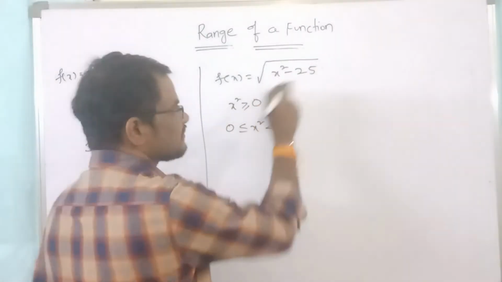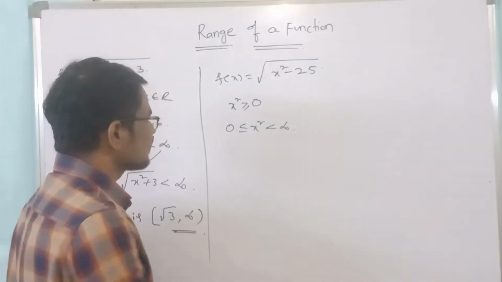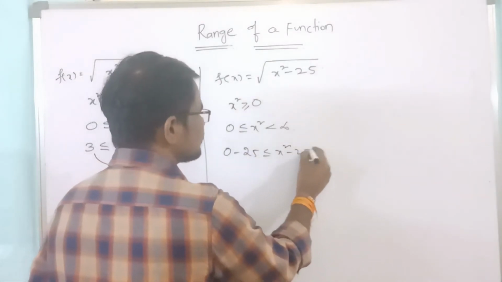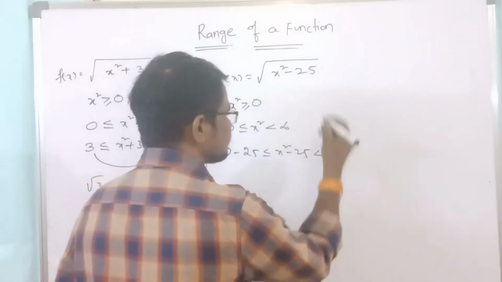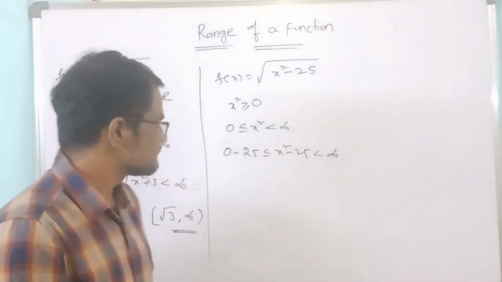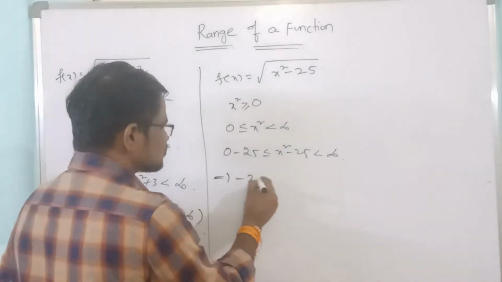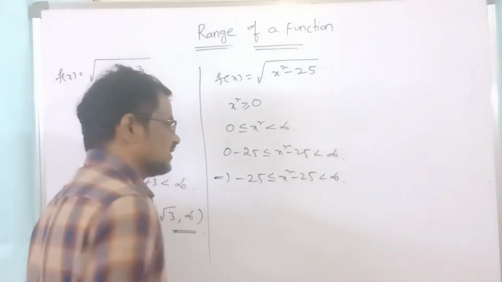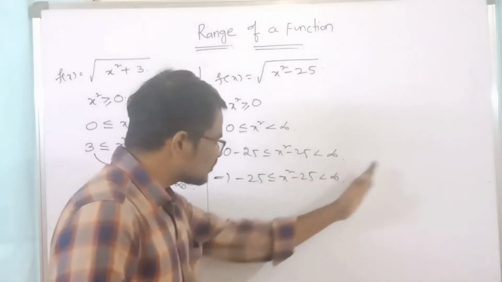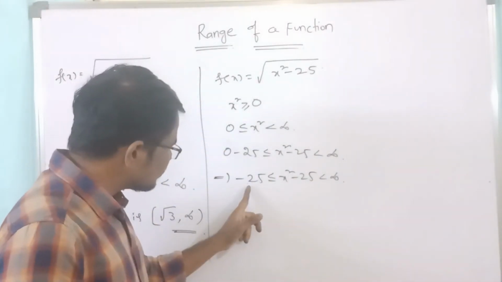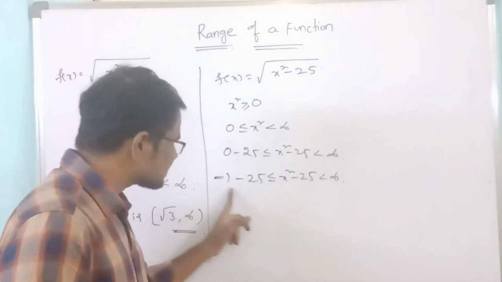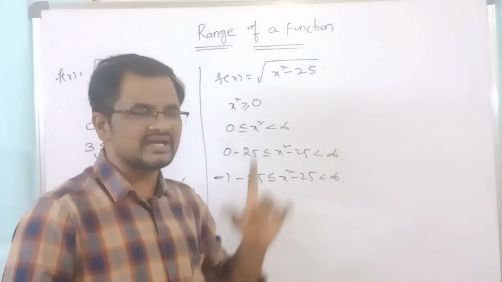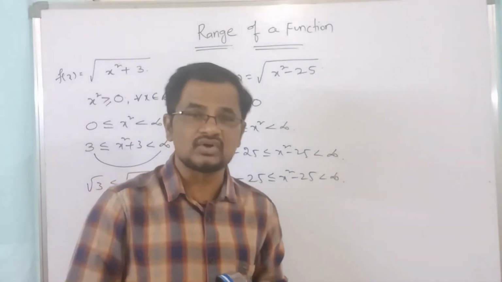But we want x square minus 25. So 0 minus 25 less than or equal to x square minus 25 less than or equal to infinity minus 25, which is infinity only. Now that implies minus 25 less than or equal to x square minus 25 less than infinity. So for this one now we have to take the root. But minus 25 to infinity means here some negative values are there. So for those values we can't take root because under root value is always greater than or equal to 0.